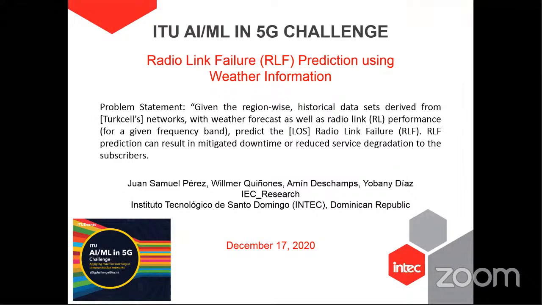Thank you. Good morning. My name is Juan Samuel Perez, and I'm the team leader of IEC Research. We worked on radio link failure prediction using weather information, which is problem statement number 36 of the challenge. The problem statement says: given the region-wise historical data sets derived from Turkcell's networks with weather forecast as well as radio link performance for a given frequency band, predict the line of sight radio link failure occurrences. Radio link failure prediction can result in mitigated downtime or reduced service degradation to the subscribers.